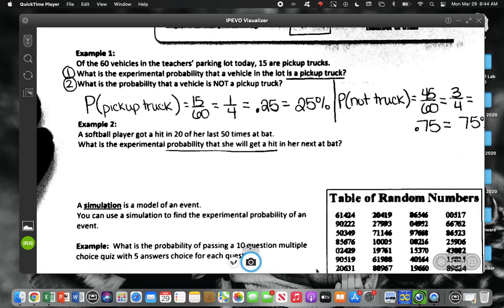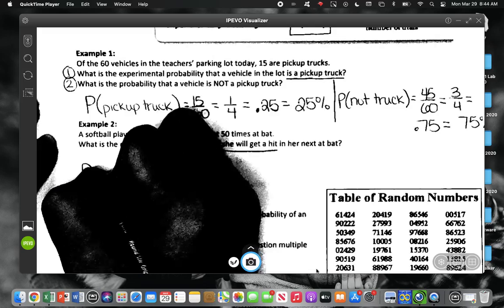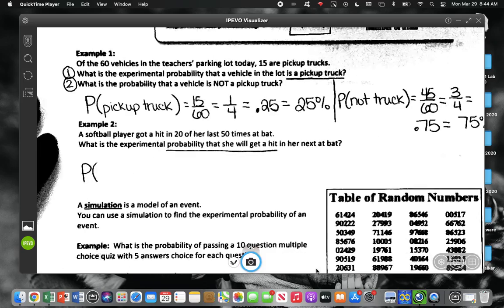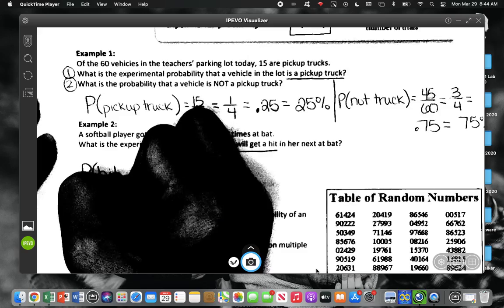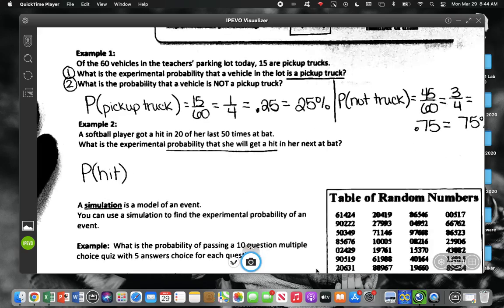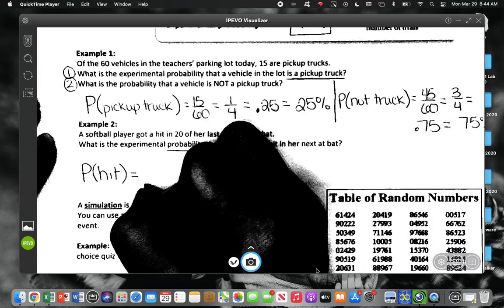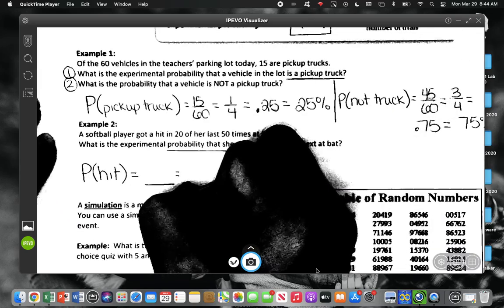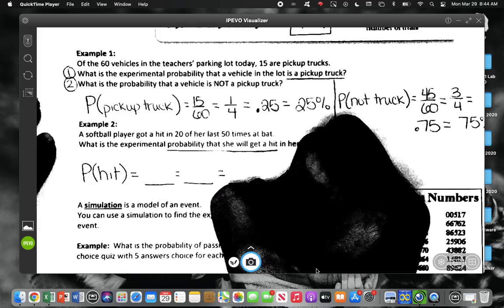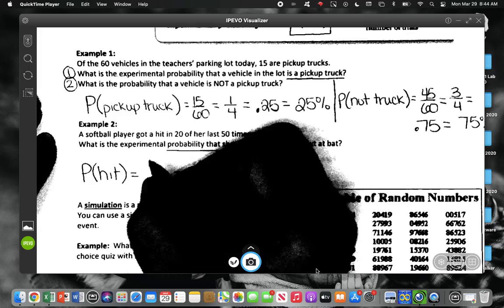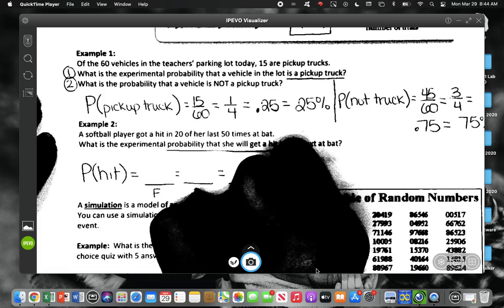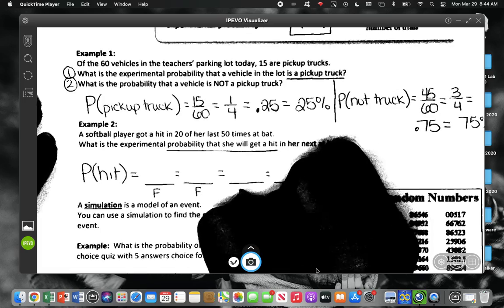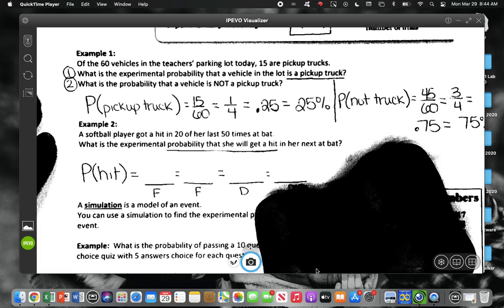Anytime you're finding the probability, Lucas, what is the letter we're going to use for probability? P. All right, the P. And then inside the parentheses, we always write the event. And in this case, we are trying to find out the probability that when the softball player goes to bat, she will get a hit. So I want you to tell me the fraction, the reduced fraction, the decimal, and the percent.